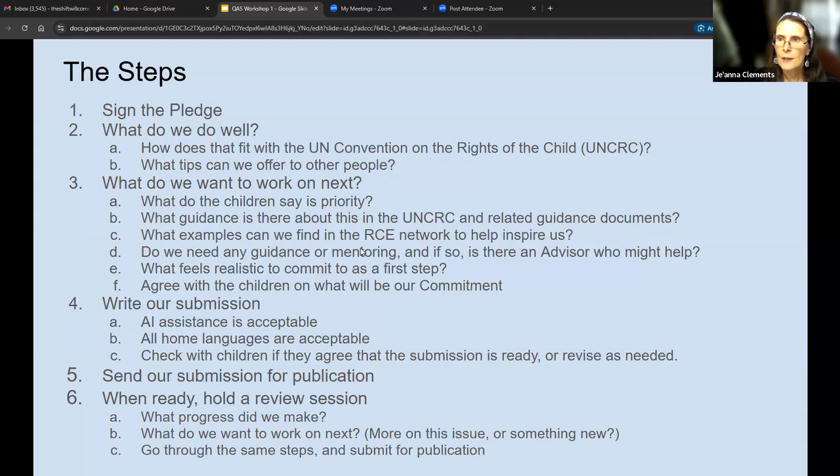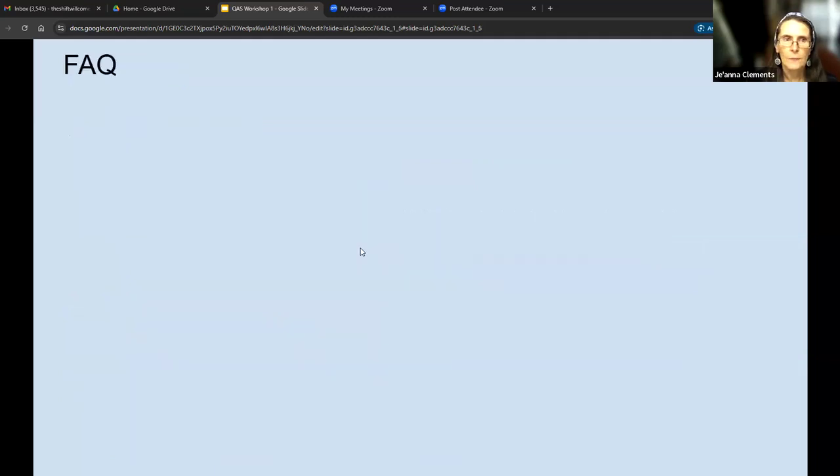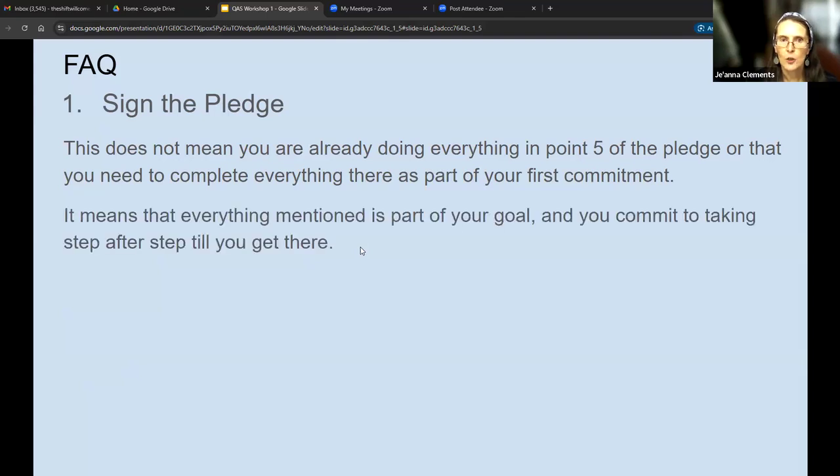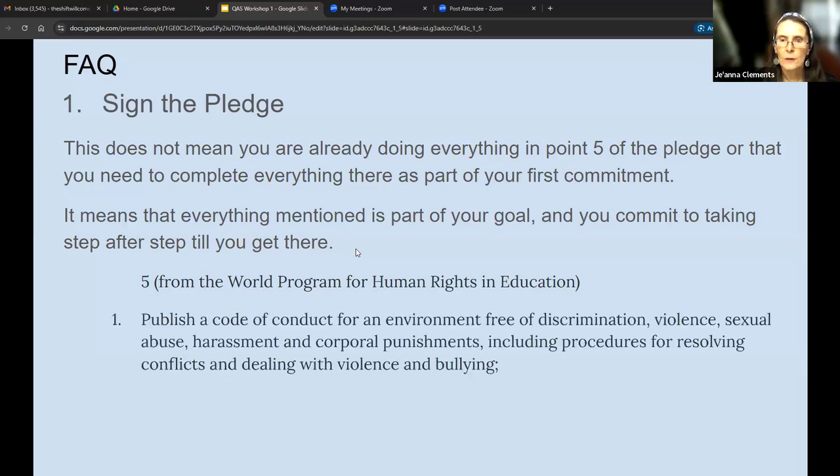And I'm going to break down just a couple of the steps in there in terms of questions that have already been arising. So firstly, when you sign the pledge, you'll see that in point 5 of the pledge, there are some very specific things that you are committing to. And it doesn't mean that you're committing to having already done all of that. And it doesn't mean that you're committing to doing all of that as your first step. It means that everything mentioned is part of your goal, and you're committing to taking step after step till you get there.